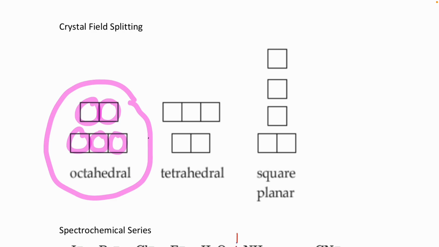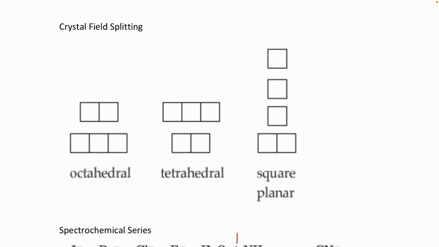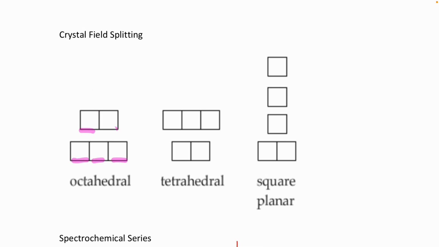Okay? We'll see that that splitting is different depending on the geometry. All right? We're only covering the octahedral right now. Again, our octahedral has 2 high energy and 3 low energy orbitals. All right, so again, this is our constants page here. We just got to identify for our geometry what that splitting is going to be.